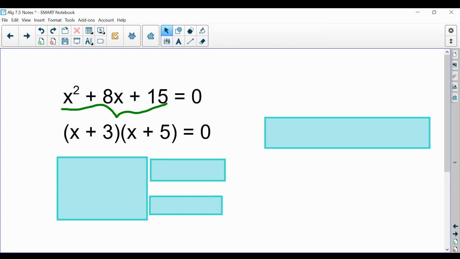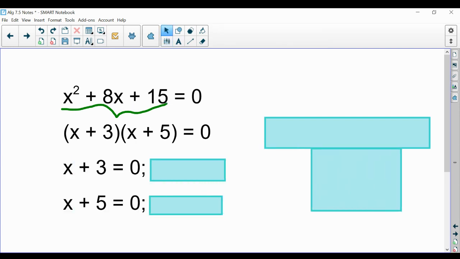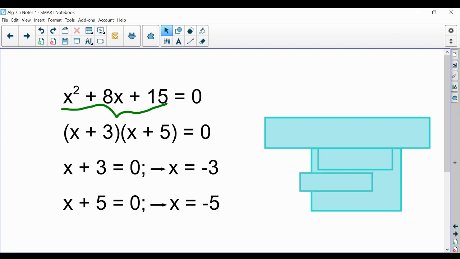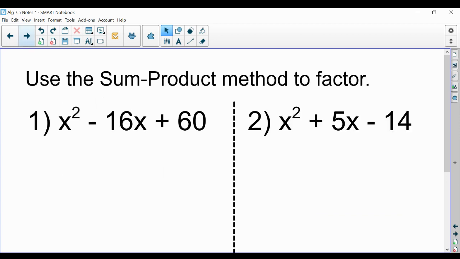And now I can use the zero product property and say one of those two things is 0. Either x plus 3 is 0 or x plus 5 is 0. And if it's x plus 3, then I get x is negative 3. And if it's x plus 5, then I get x is negative 5. Okay, let's try a few more examples.